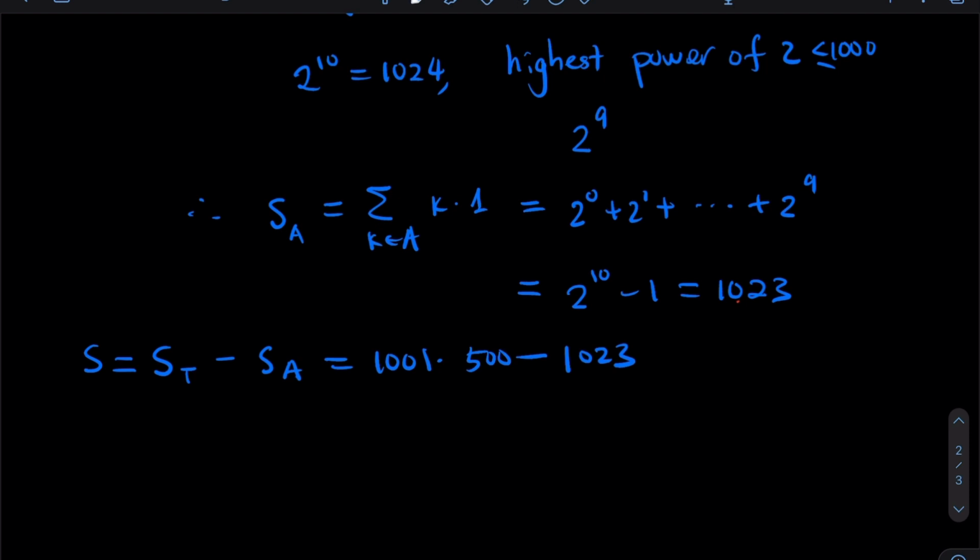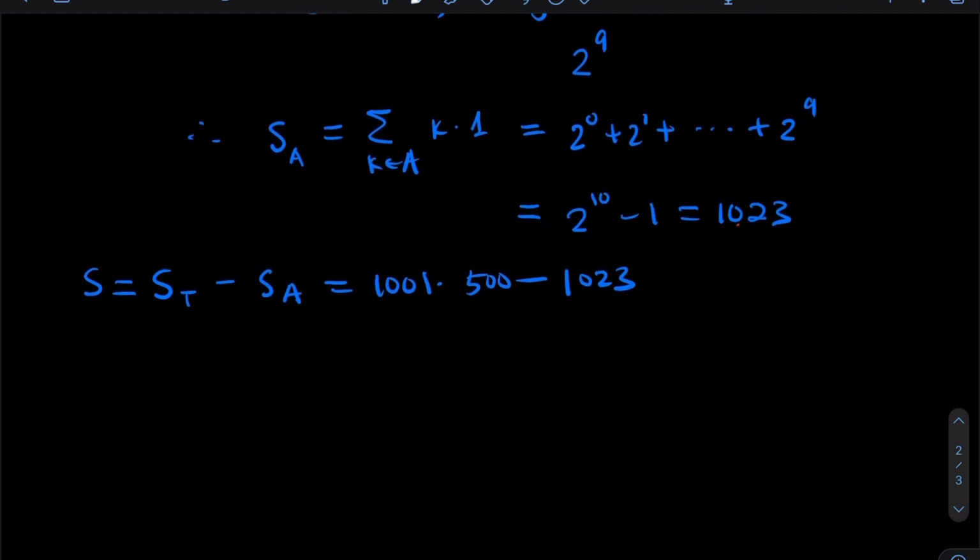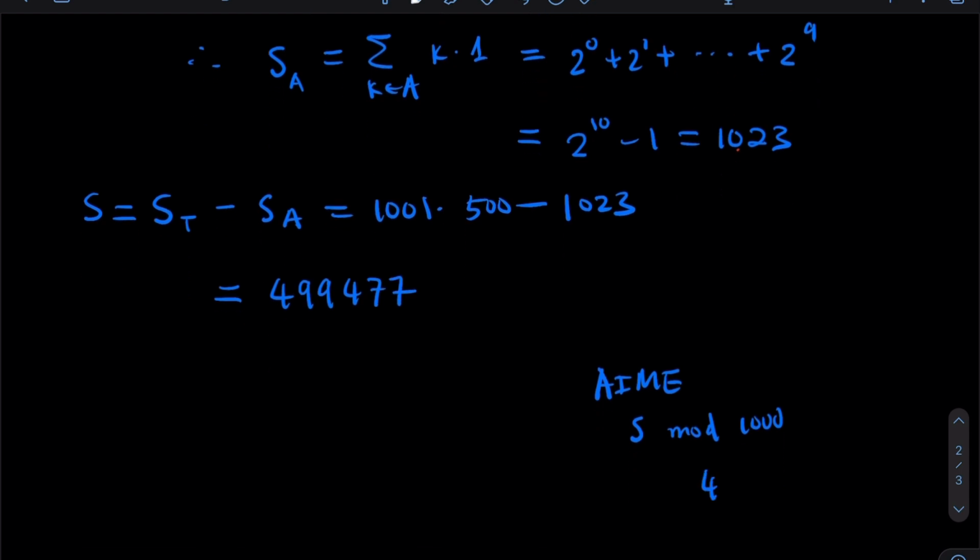Now, in the original problem on the AIME 2007, it said to find this answer mod 1000, but for our problem, we're going to find the actual sum, which is not that hard to find because we can easily expand this out. If you expand it out, you'll get 499,477. So the answer to the original problem on the AIME would be 477, but in our modified problem, this is the answer.